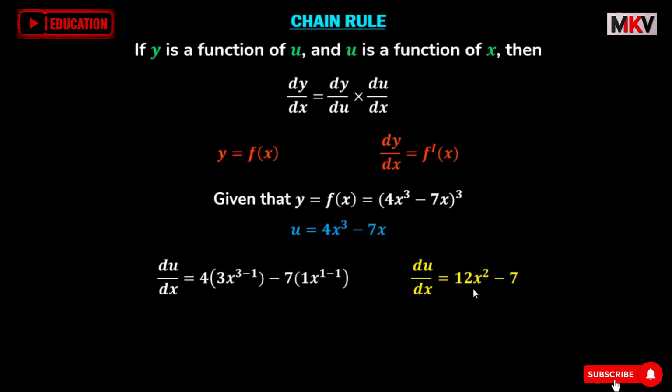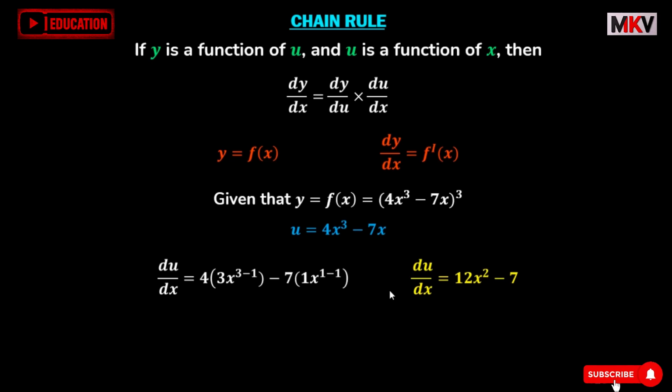We know that any number to the power 0 is 1. So 1 minus 1 is 0, and x to the power 0 gives us 1. Hence, we have 7 here. We subtracted 1 from 3, which gave us 2. Then the original 4, which is the coefficient of x cubed, multiplied by the 3 we brought down from the exponent, gives us 12. So this is the derivative of u with respect to x.